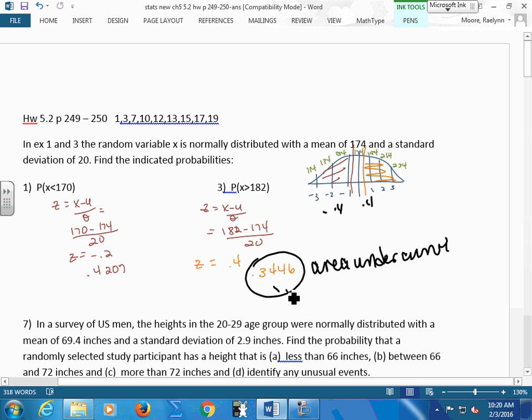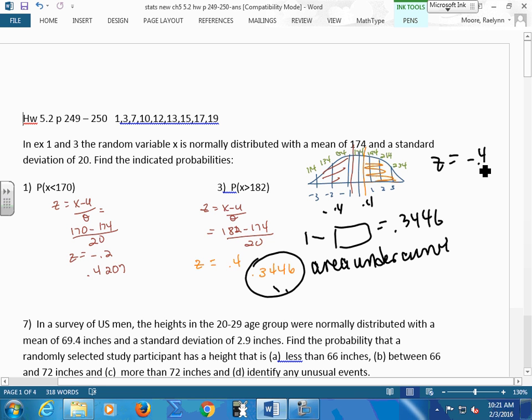We look up 0.4, and whatever 0.4 is, you're going to have to subtract it from 1 because it's the area to the left. And you're going to end up with 0.3446. Now you can also look up a z-score of negative 0.4 to get that area.